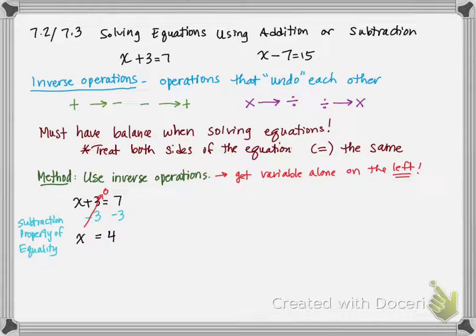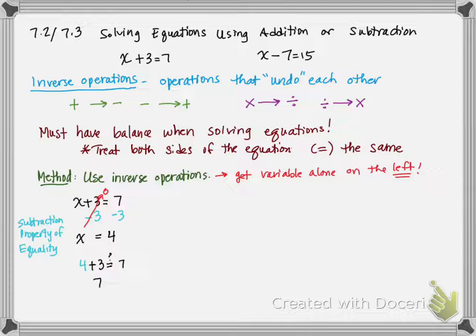So when I have an equals sign involved, I have an equation, and when I subtract the same number from both sides of the equation, that's the subtraction property of equality. Now, what I can do is check to make sure my math is right. How? I'm going to take my answer and substitute it back into the original problem and see if what's on the left ends up equaling what's on the right.